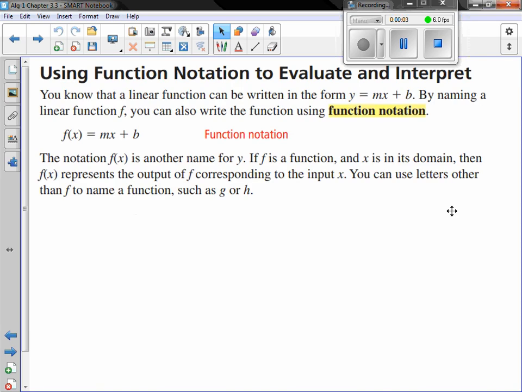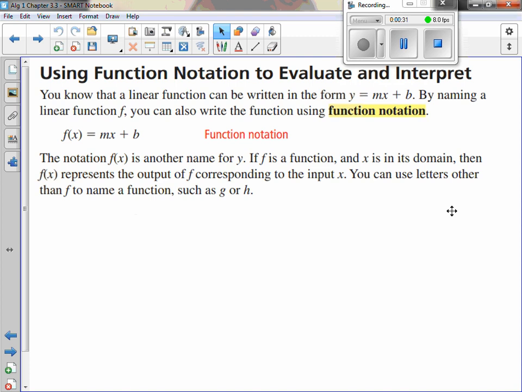Alright guys, so what we're doing today is continuing on with linear functions. Most of everything we're doing in this chapter is going to be with linear functions. You know that a linear function can be written in the form mx plus b. You can also write it in function notation, which is f of x equals mx plus b. And we'll get into more of what m and b are.